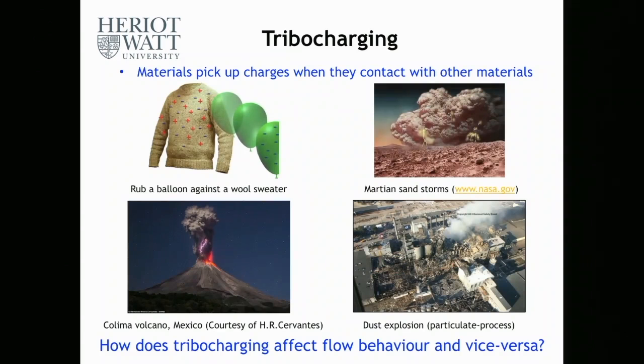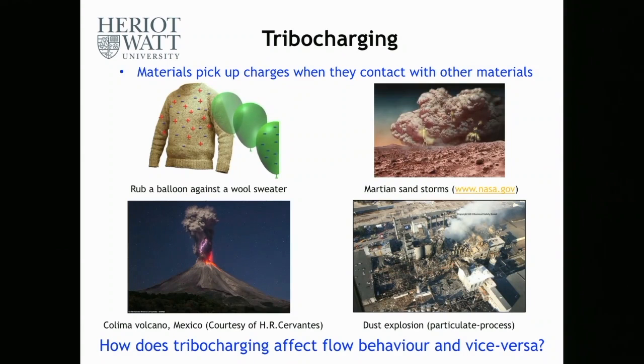So briefly, what is turbocharging actually? Turbocharging is observed in everyday circumstances, such as when you rub a balloon against your wool sweater, they pick up charges and they tend to stick to each other. And also turbocharging is naturally observed.